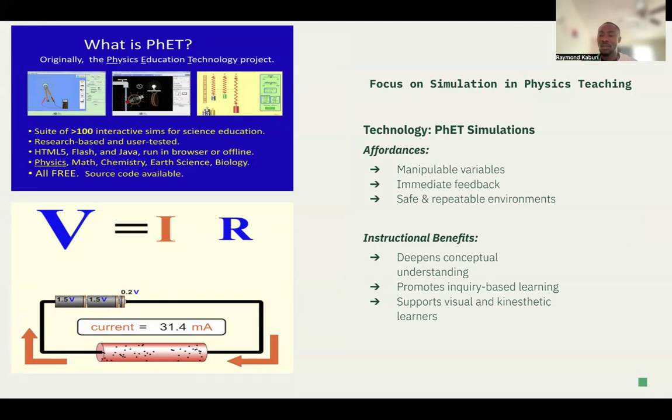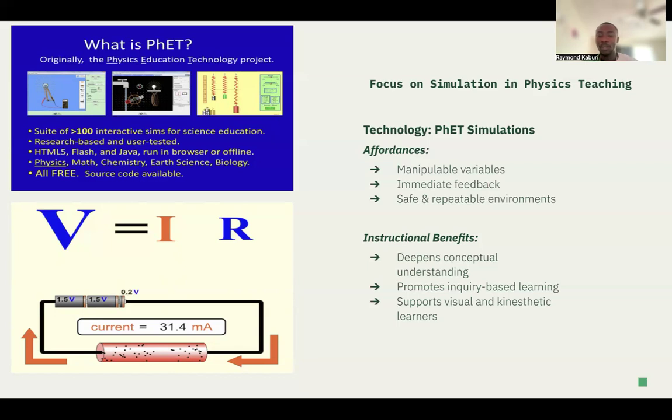Several institutions around the world have used it, and it has been well tested to be one of the best in terms of science teaching. And this can be run both offline and online. Even though it's a physics educational technology, it can be used for math, chemistry, earth science, and biology. And the good thing about it is that it's free, and the source code is readily available.